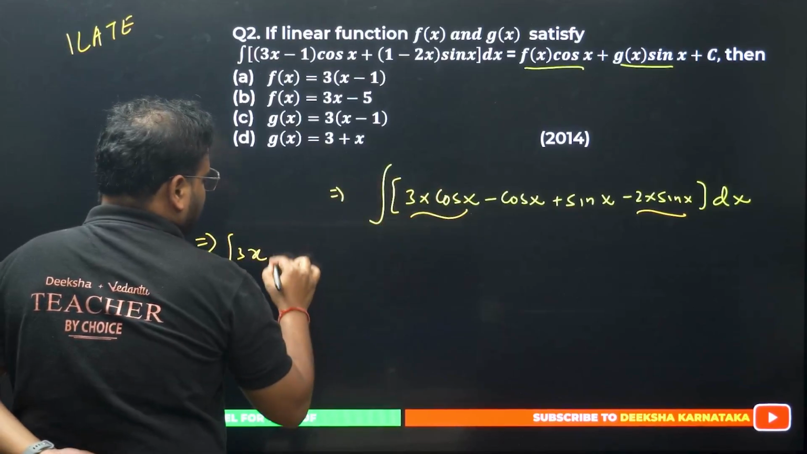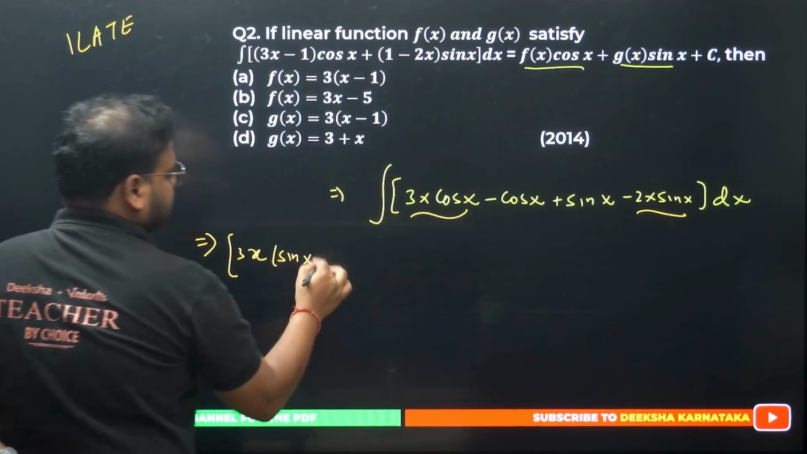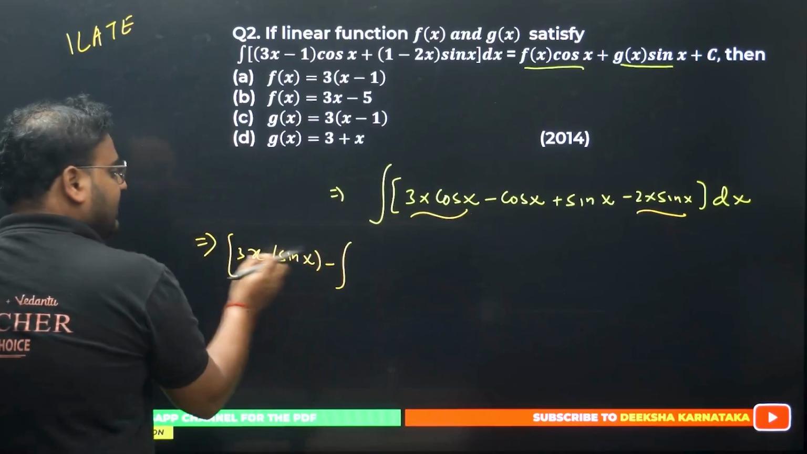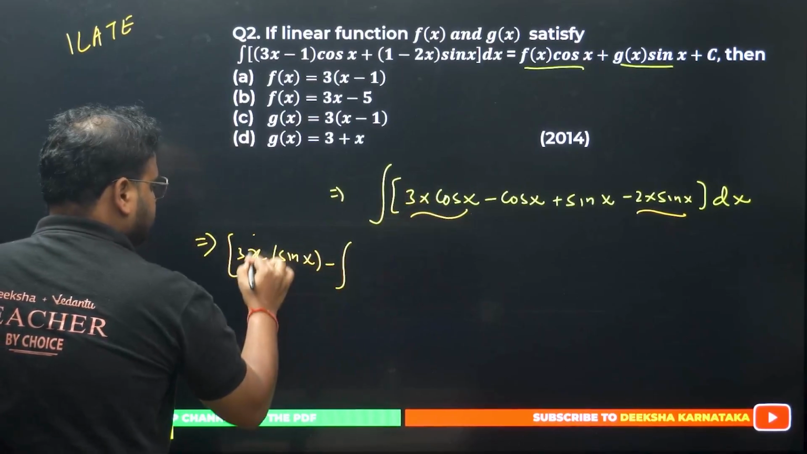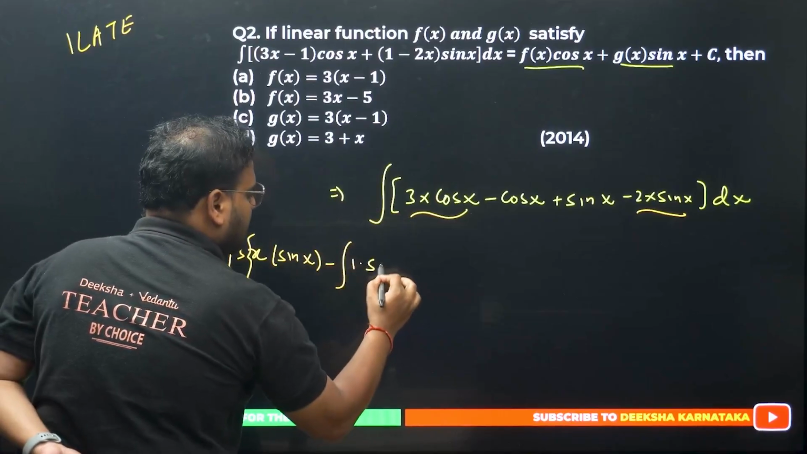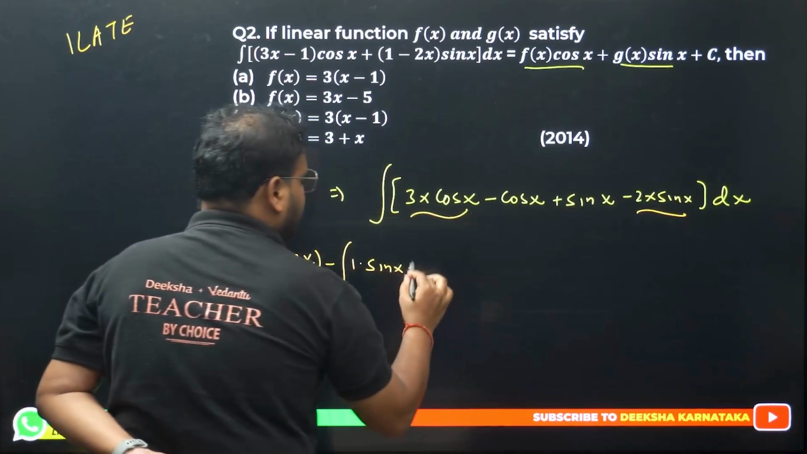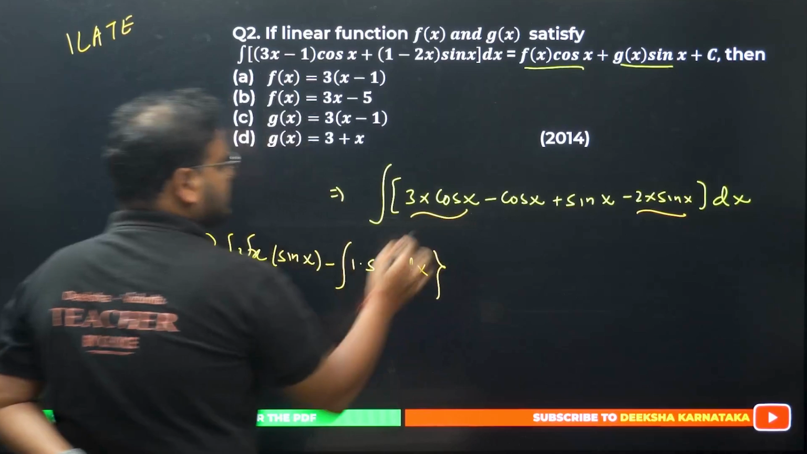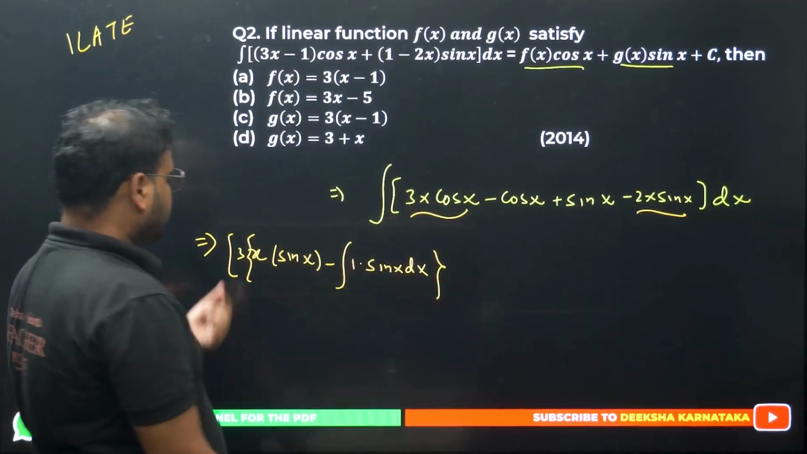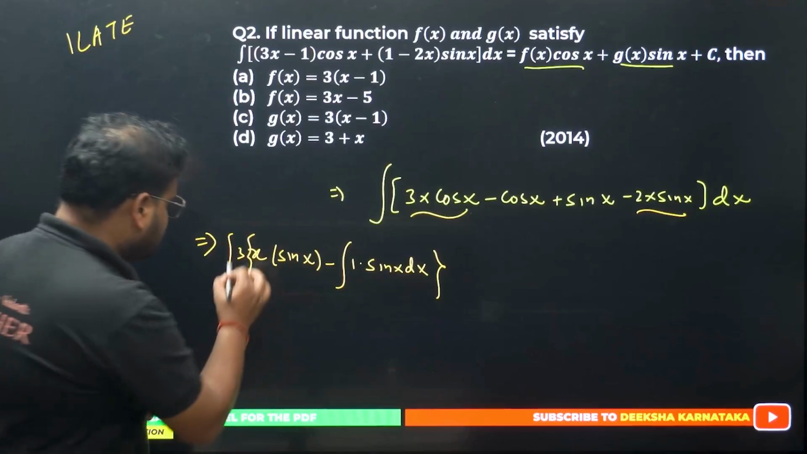Integrate cos, you'll get what? Sin x. There comes a minus sign, integration of derivative of the number x, that is 1, and integration of cos will be again sin x. We have dx over here. This is all done for the first term. Next, this 3 is outside, okay?